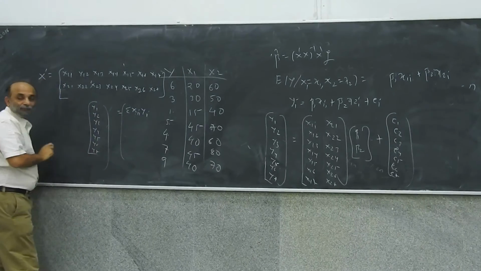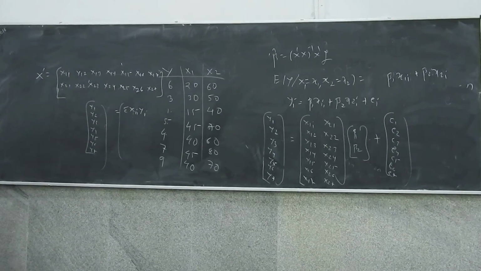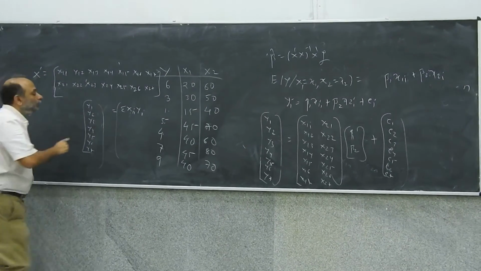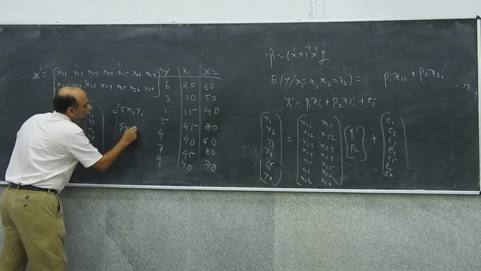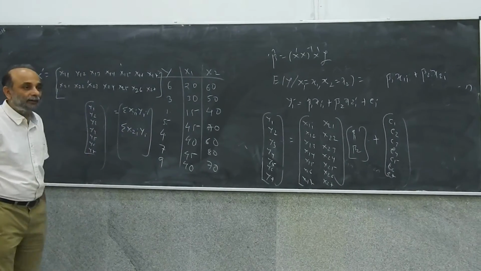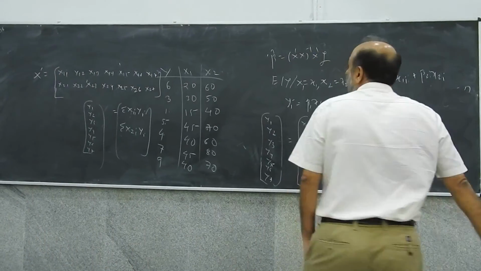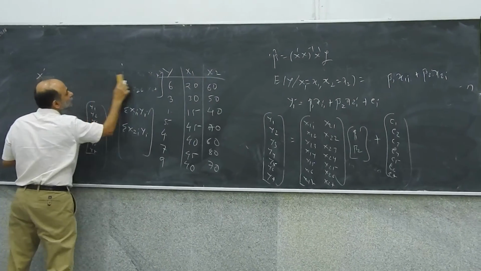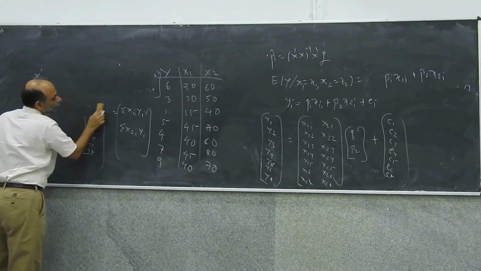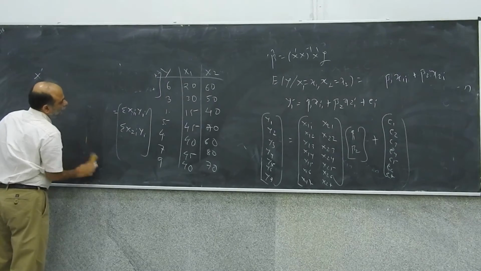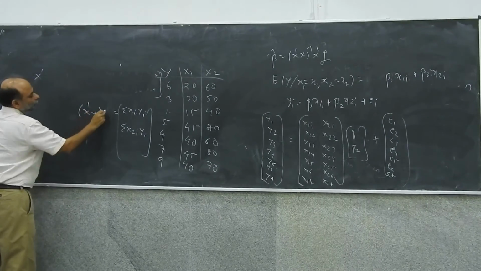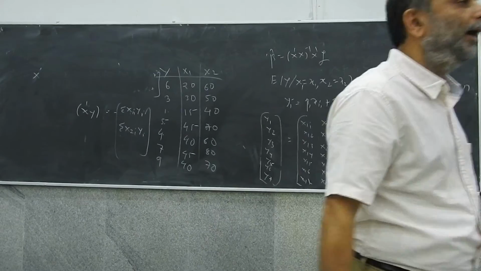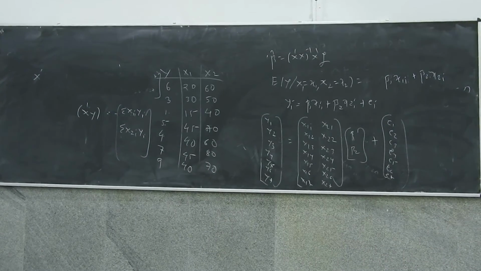This into this. So x21 into y1 plus x22 into y2 plus x23 into y3 and so on, which is summation x2i yi, right? So x dash y is what? From that we have this important identity that x dash y will be this: summation x1i yi, summation x2i yi. Now you see something interesting.